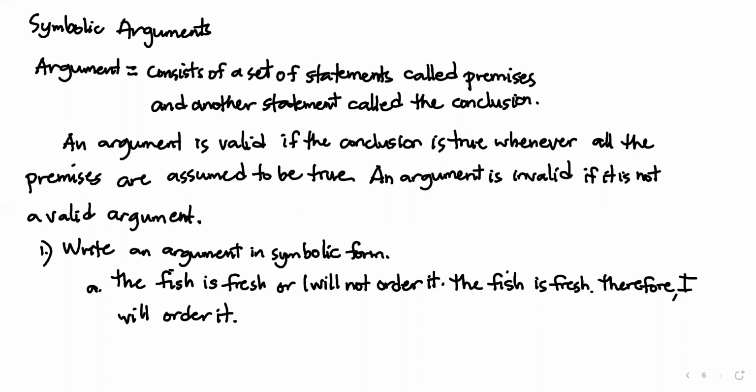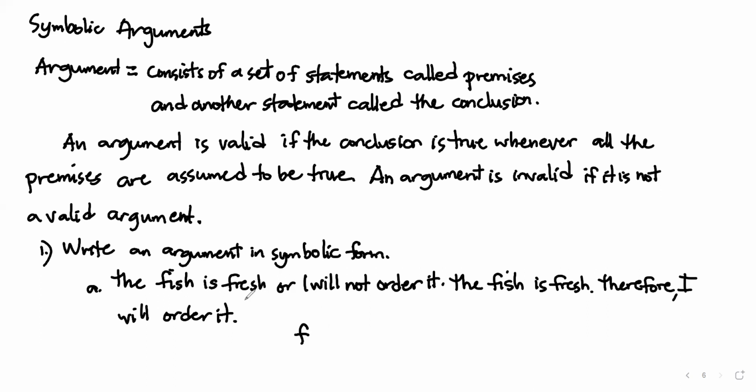Alright, so before we construct a truth table and determine whether the given argument is valid or invalid, let's write the argument first in symbolic form. So letter A: the fish is fresh or I will not order it. That's the first statement, one of our premises. The second premise: the fish is fresh. And our conclusion: therefore, I will order it. We use three dots for therefore. For the first one, the fish is fresh, we let it be letter F.